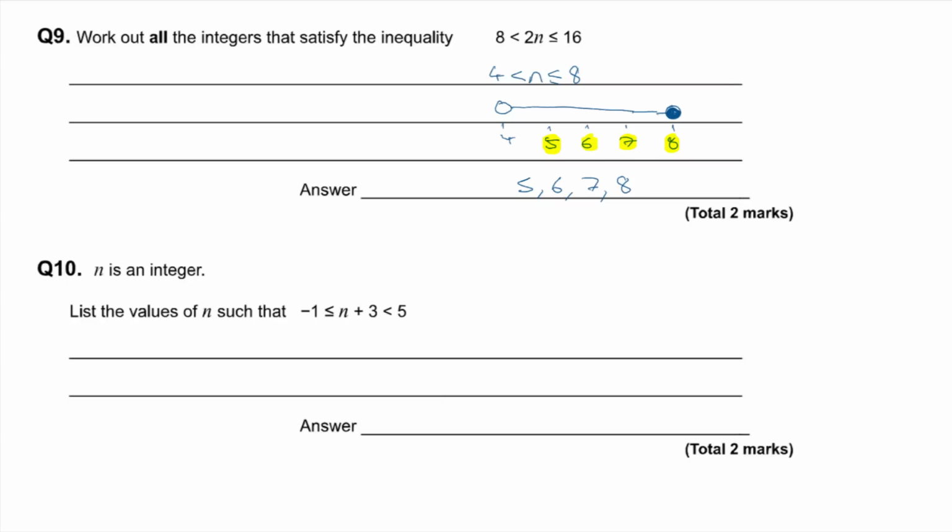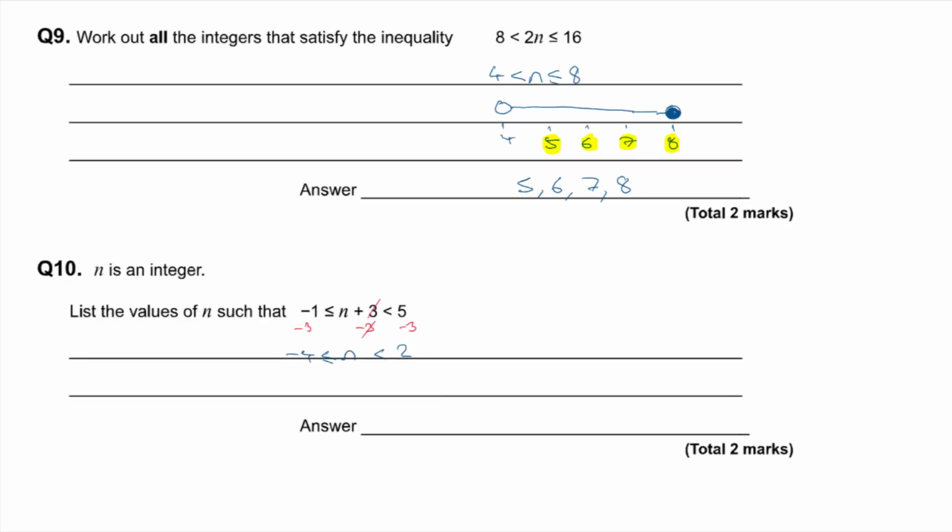Okay. Question 10. n is an integer. List all the values of n such that -1 is less than or equal to n plus 3, which is less than 5. Now again, at the moment I've got n plus 3 in the middle. Now I can simplify that and get n by subtracting 3 from all parts. So take 3 away from there, take 3 away from there, take 3 away from there. These ones in the middle will cancel, just leaving you with n in the middle. On the left hand side, you're going to get -1 minus 3, which is -4. And I've got 5 take away 3, that is 2.